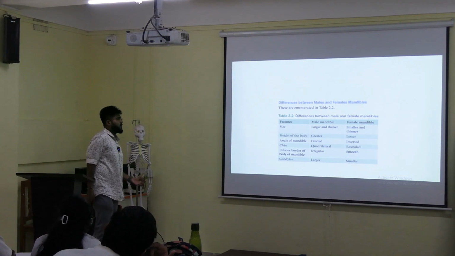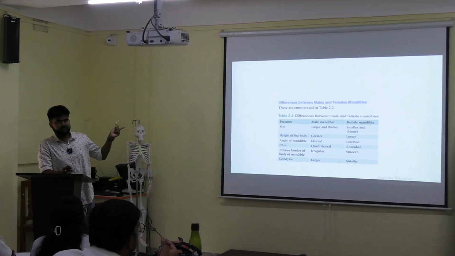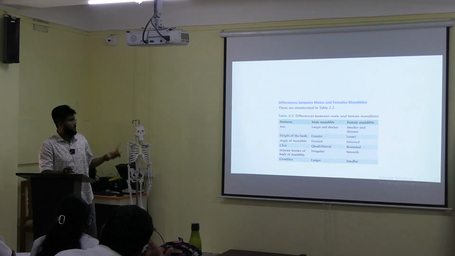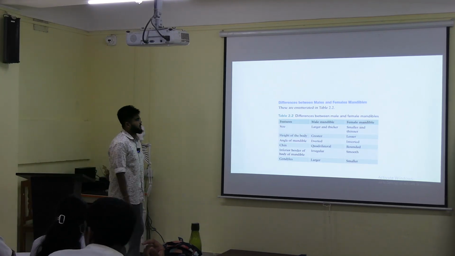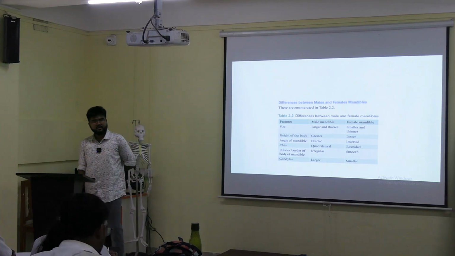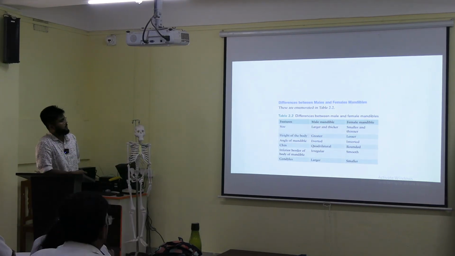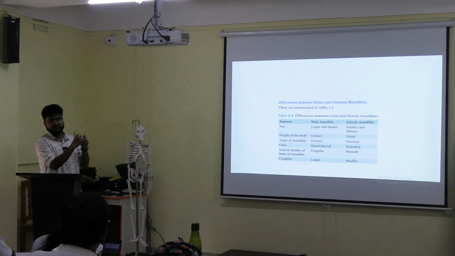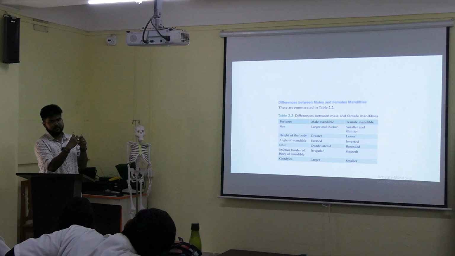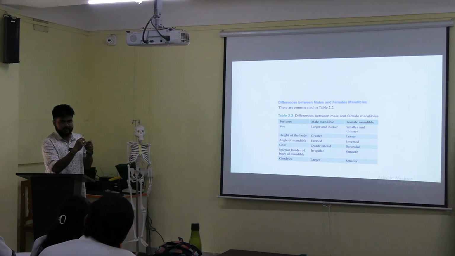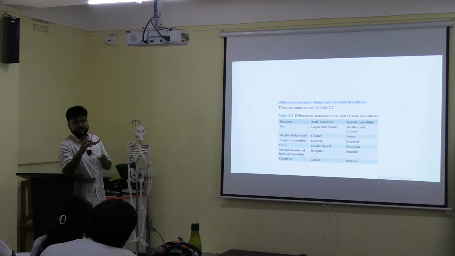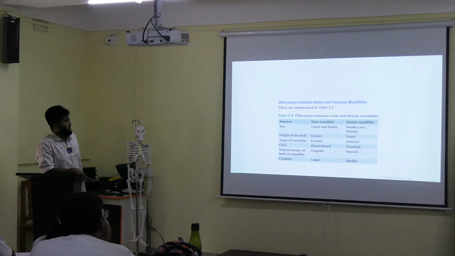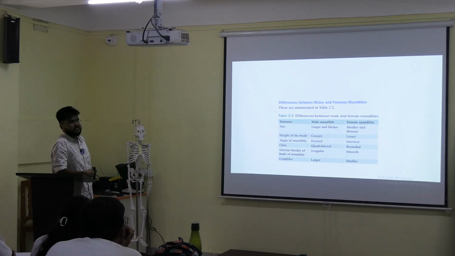Now, examiner may ask regarding the difference between the male and female mandible. In the male mandible, the size is larger compared to the female. The height of the body is higher in the male and lesser in the female. The angle of the mandible is everted in the male and inverted in the female.